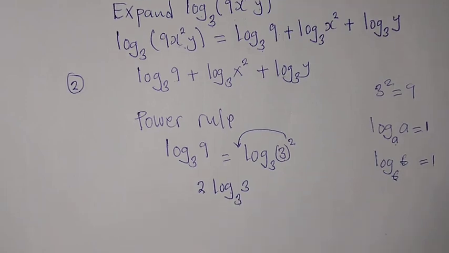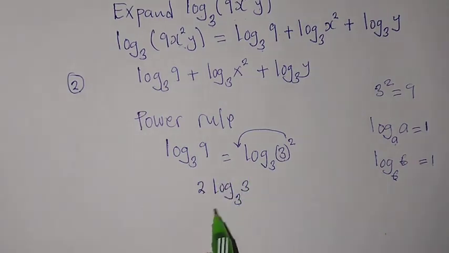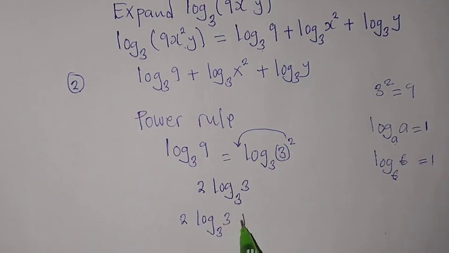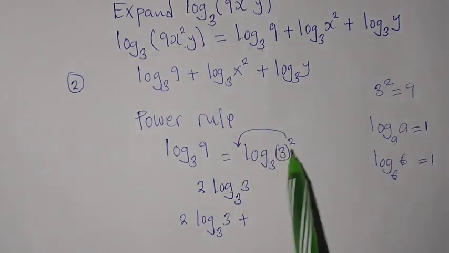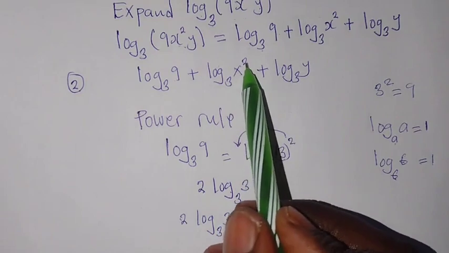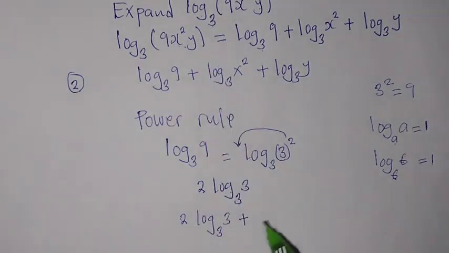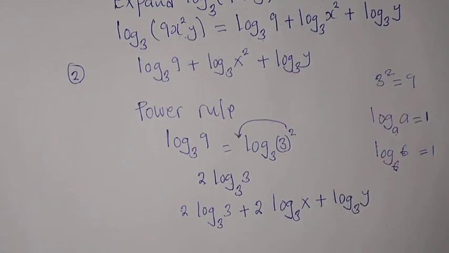So we are going to say 2 log 3 of 3, plus, for this one right here, again we apply the same principle, where the power 2 in front of x comes to the front. So plus 2 log 3 of x, then plus log 3 of y. I hope you are following.